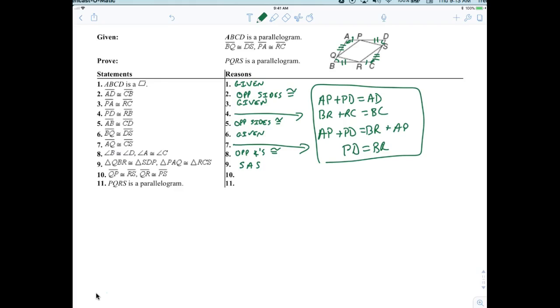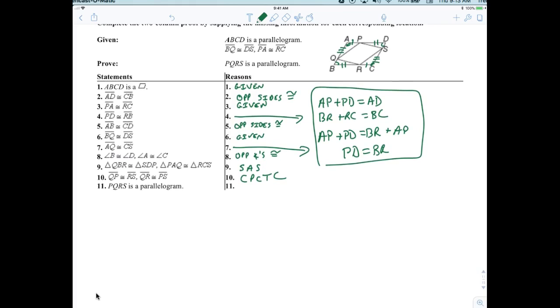And then QP is congruent to, yes, CP, CPCTC. Corresponding parts. All right. Now, PQRS is a parallelogram because all the sides are. And I wouldn't say all the sides. That's right, exactly. Opposite sides. Both pairs of opposite sides. Both pairs of opposite sides are congruent. Therefore, it is a parallelogram.